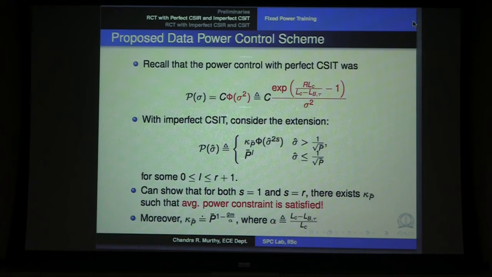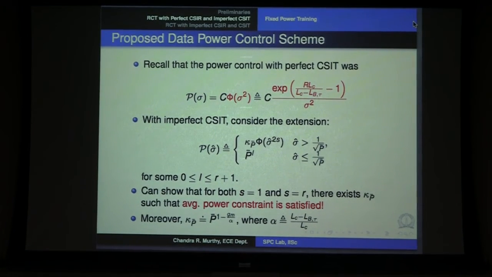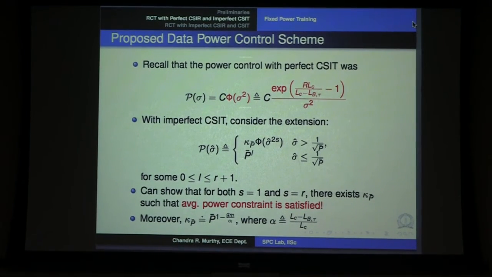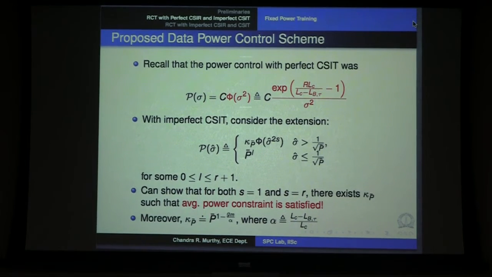And notice that this has the feature I mentioned earlier, which is that the threshold to which you compare the estimated singular value of the channel is 1 over square root of p bar, so that threshold is going to 0 as p bar gets large. So you want to basically invert every channel state if you have infinite power at your disposal.